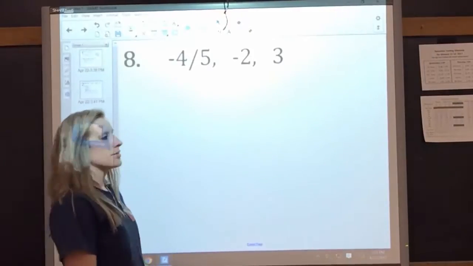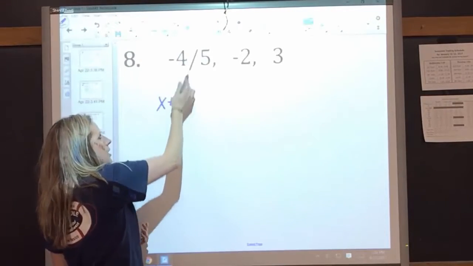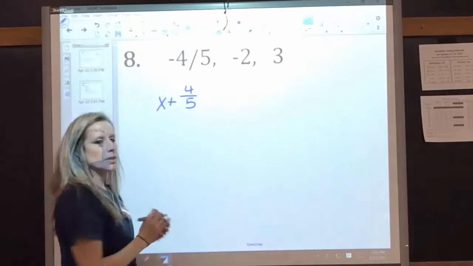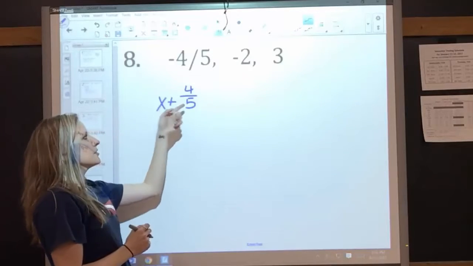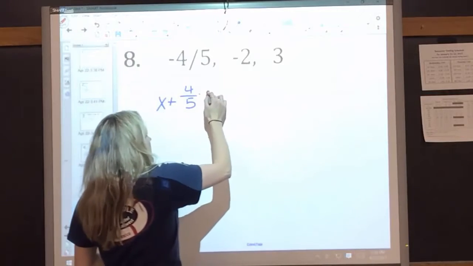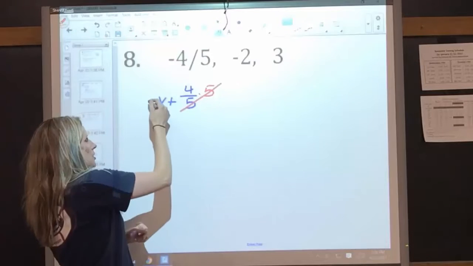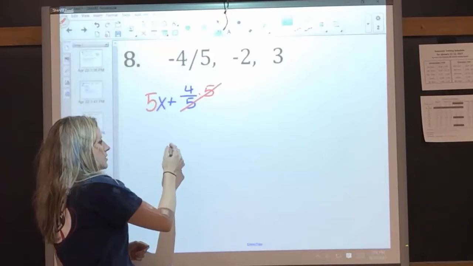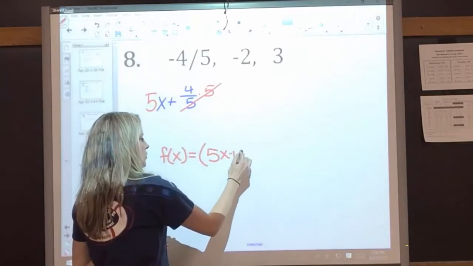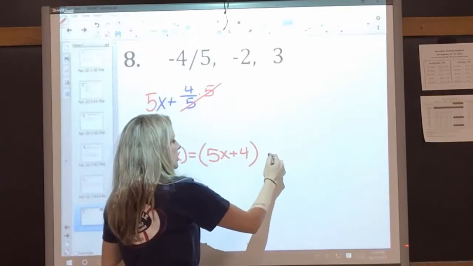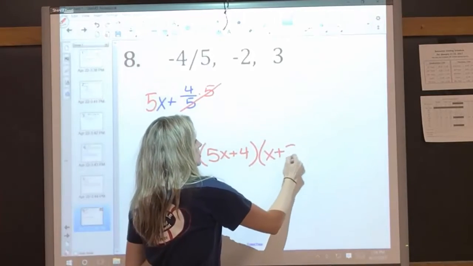All right, so on number 8, you had a fraction as a solution. Okay, so it would technically be x plus 4 over 5, right? But if we want to get rid of this fraction, the opposite of dividing by 5 is multiplying by 5, and those will cancel. Okay, and what you do to one term, you have to do to the other term. So this will be 5x. So one of my factors is 5x plus 4, and then you should have gotten x plus 2. Here we go. X plus 2 and x minus 3.